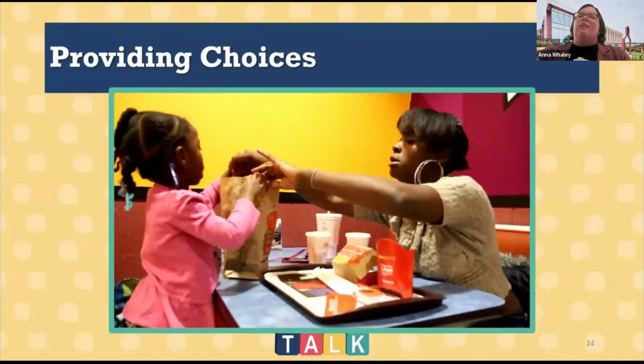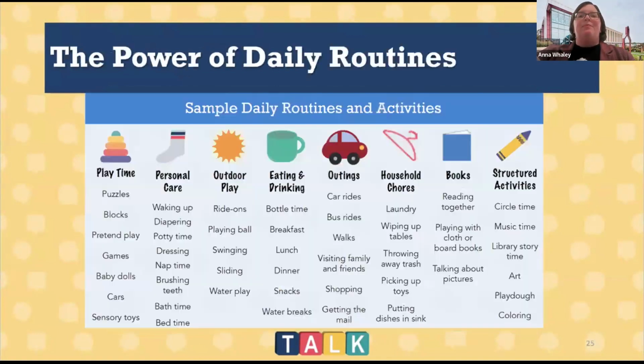It's really short, and the mom in the example is just asking her daughter, they're at McDonald's, and she's asking, do you want the banana or the yogurt? And the daughter chooses yogurt. You want apple? Or apple, sorry, apple or yogurt.